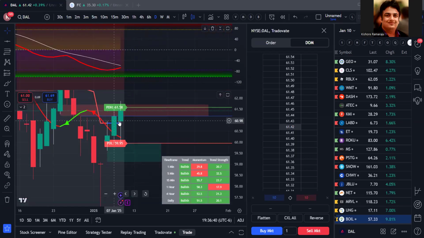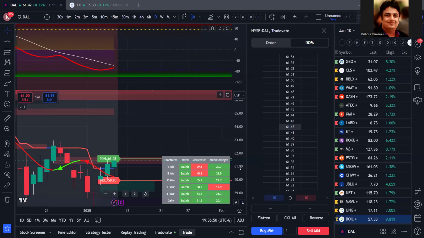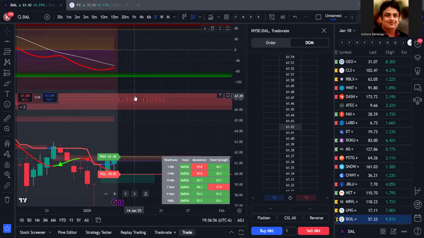You can see the price pulse is showing a blue color. Your trend became bullish in all time frames. Momentum is bullish. Trend strength is bullish. So on Friday mostly we'll see a nice move. Delta Airlines can go all the way to $67. You can touch that.